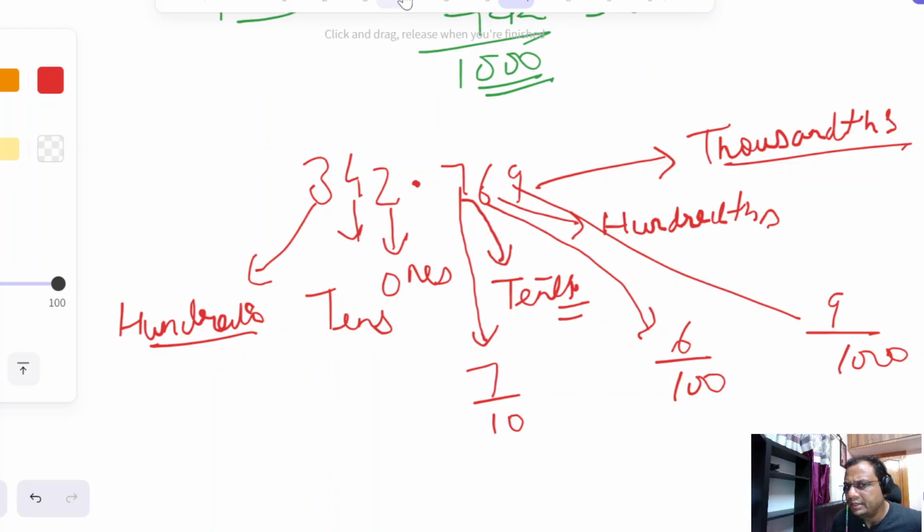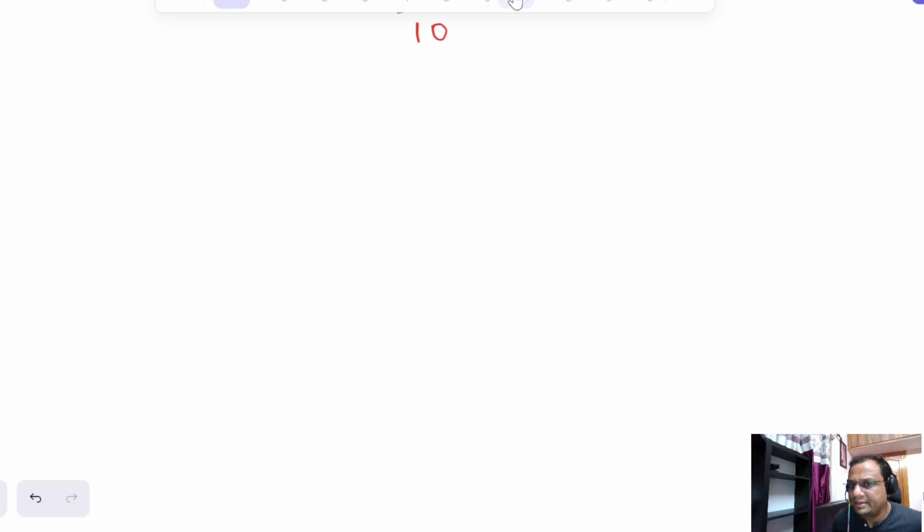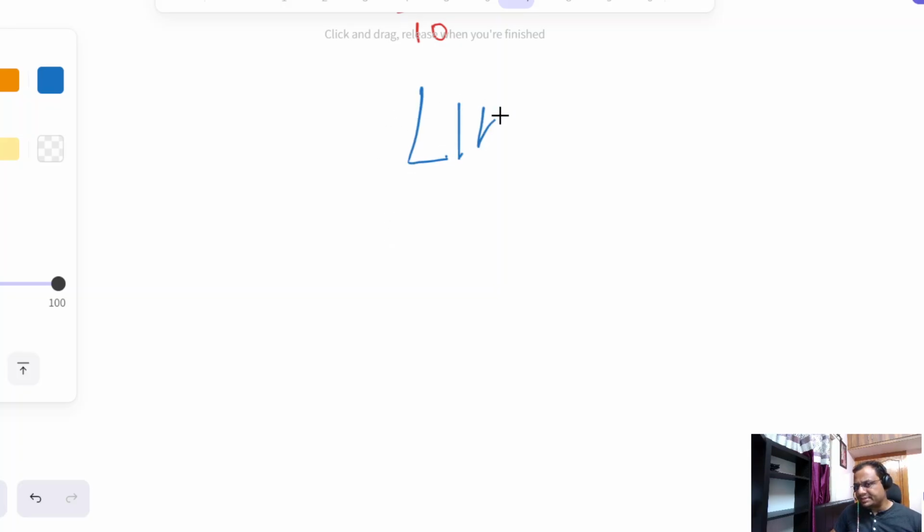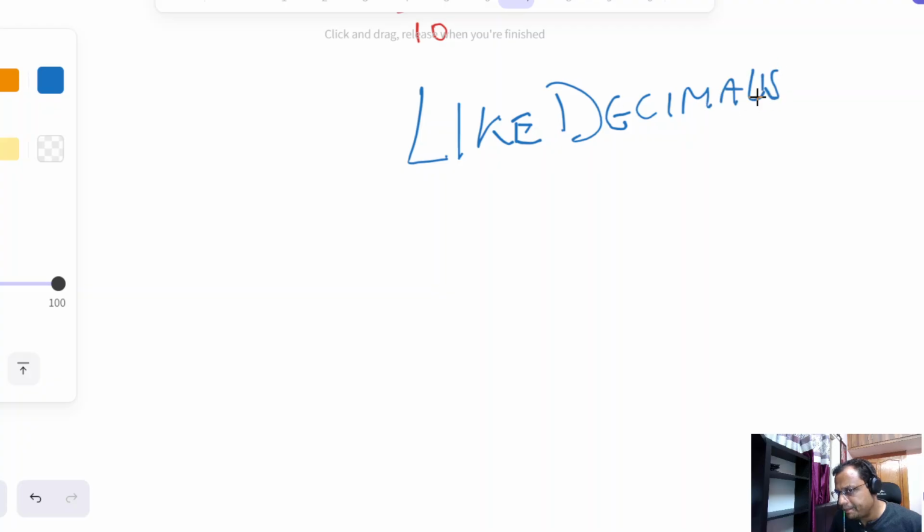So let's learn how we add decimals. For decimals to be added, we should first understand what are like decimals. So what are like decimals? Like decimals, same like how we did in like fractions, right? Like fractions which have the same denominator. So like decimal means which have the same number of decimal places.